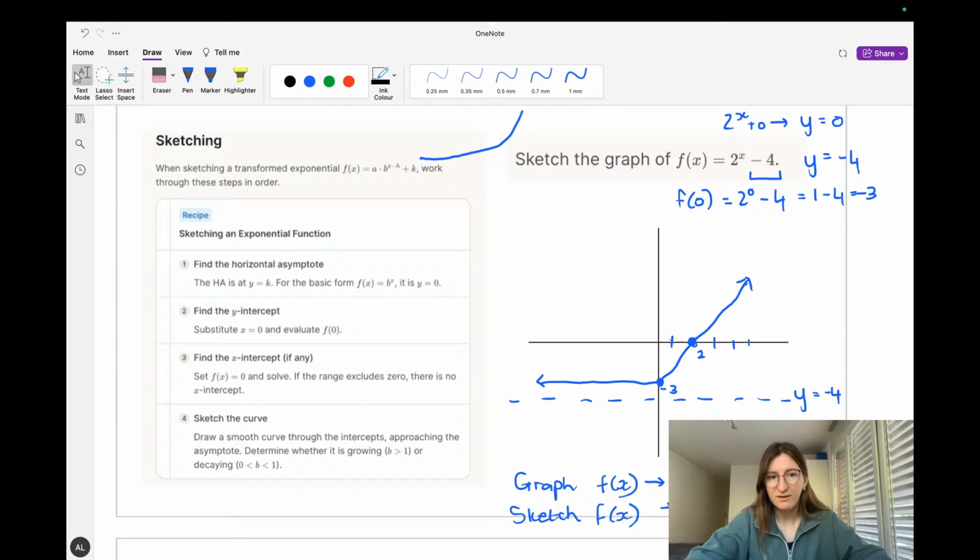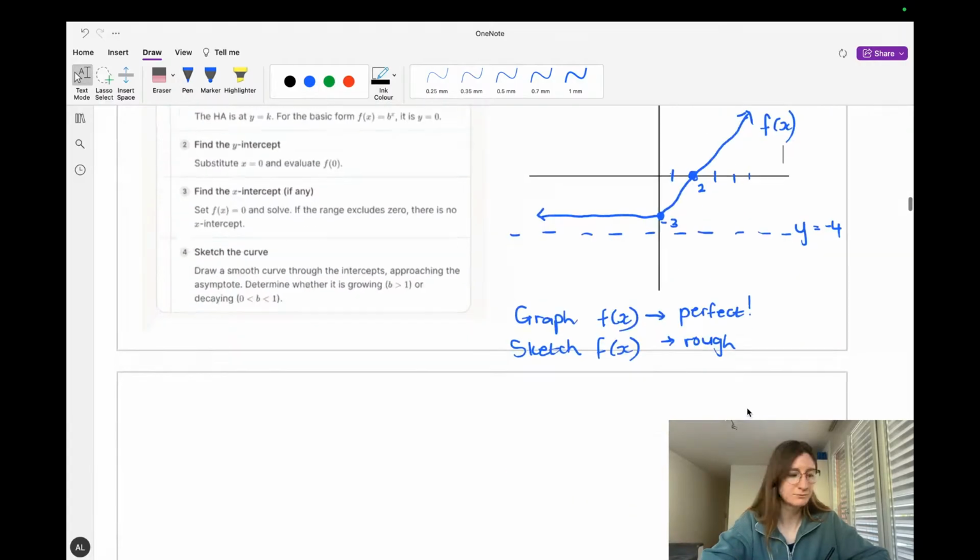Right, so now we have the very ugly graph of f of x. I'm just going to write f of x next to it, label your intercepts 2 and -3, and label your dotted asymptote line. And there we go. That's a sketch of the graph.